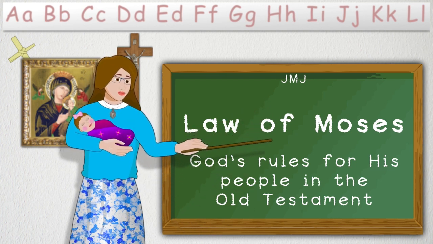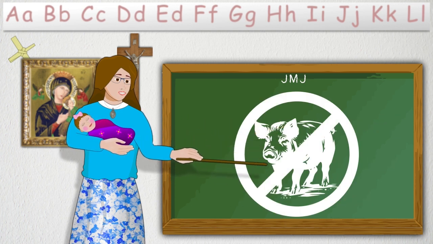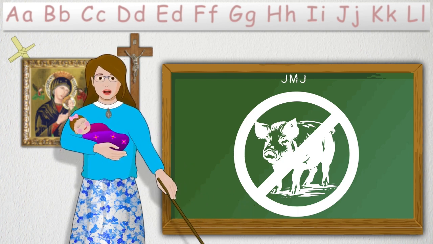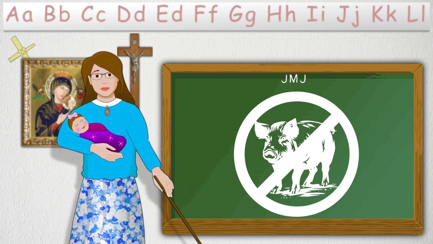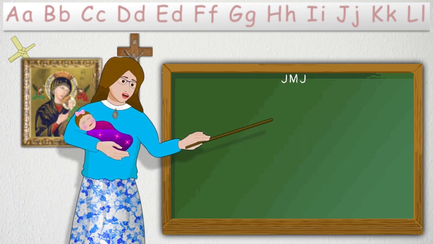One of these rules was that they were not allowed to eat pork or any meat from a pig. That means no bacon, no ham, no sausage, and no pork chops. Can you imagine that?